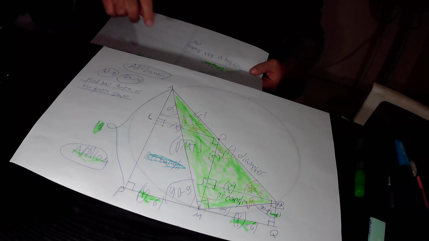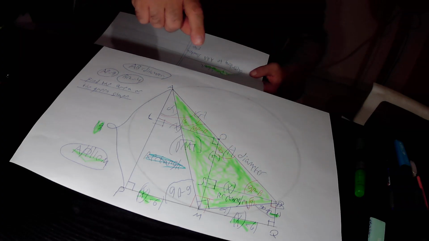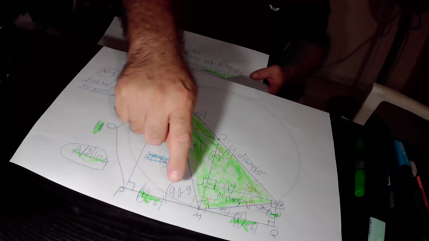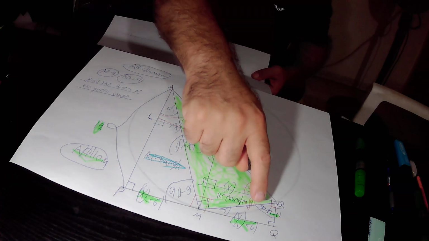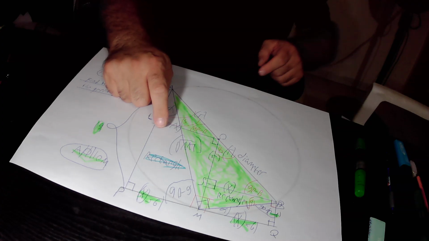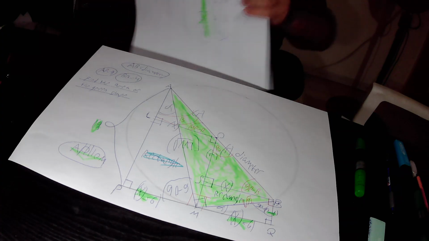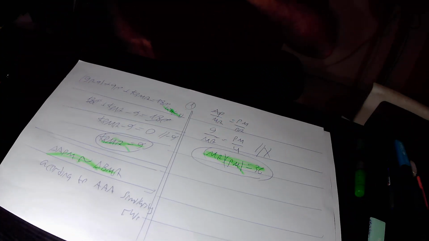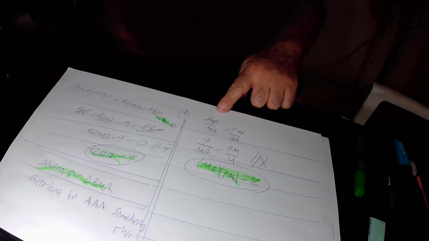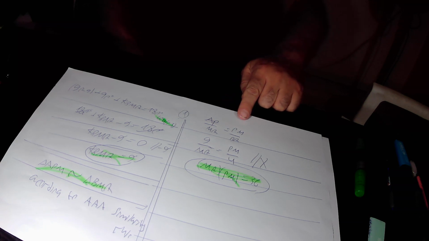We will derive that side AP of the big right triangle APM over side MQ of the small right triangle BMQ is equal to side PM of the big right triangle APM over side BQ of the small right triangle BMQ.